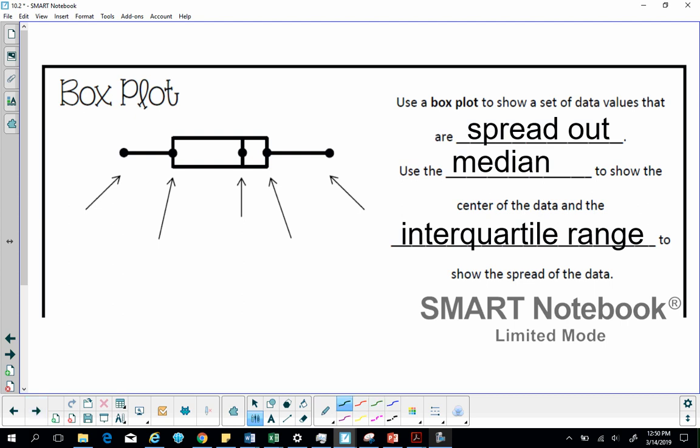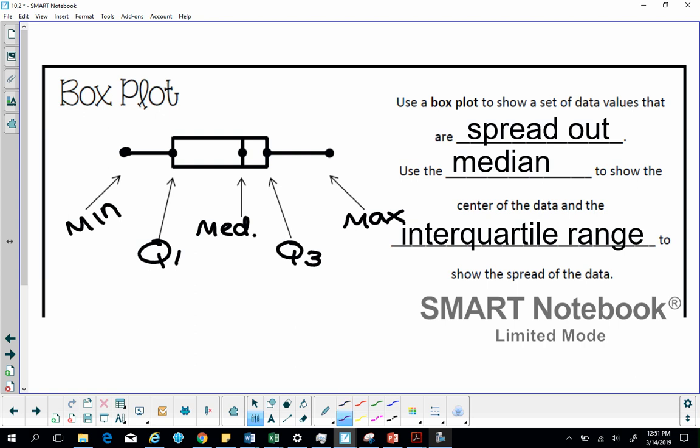So what's this point called? Right here? Minimum. What about this right here, this line? Q1. What's that middle one? Median, Q3, and max. So this is in your purple packet on the last page. Same packet. That's going to be your notes probably for the next 2 units. They're all going to be in the same place.